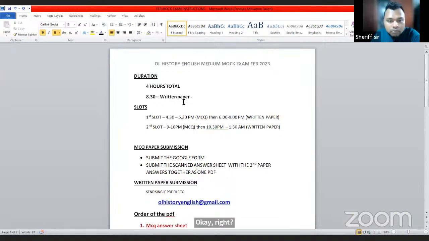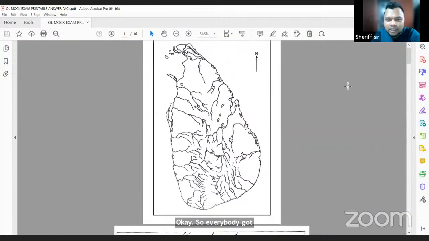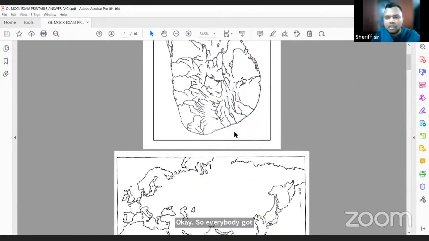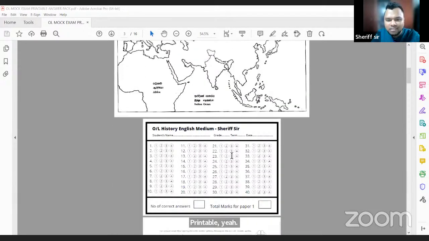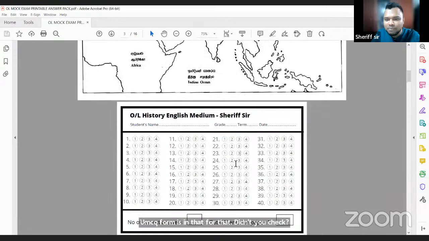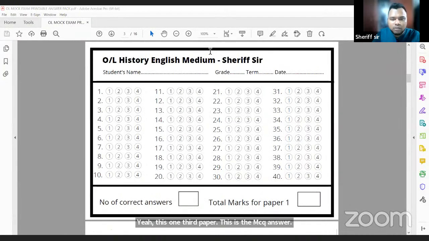How will you send the MCQ form? Oh my God, you're asking now. Everybody got a booklet like this, right? Printable. Your MCQ form is in that booklet. Didn't you check? Here, this one, third paper. This is the MCQ answer sheet.